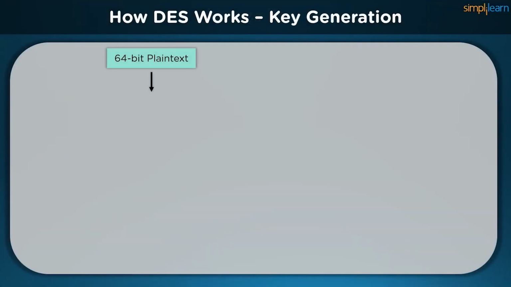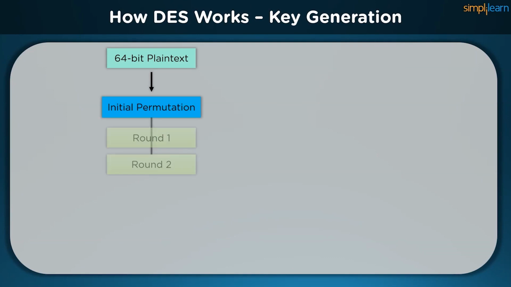We first take a 64-bit plain text and pass it through an initial permutation function. The initial permutation function has the job of dividing the block into two different parts so that we can perform Feistel cipher structures on it. There are multiple rounds in the DES algorithm, namely 16 rounds of Feistel cipher structure.